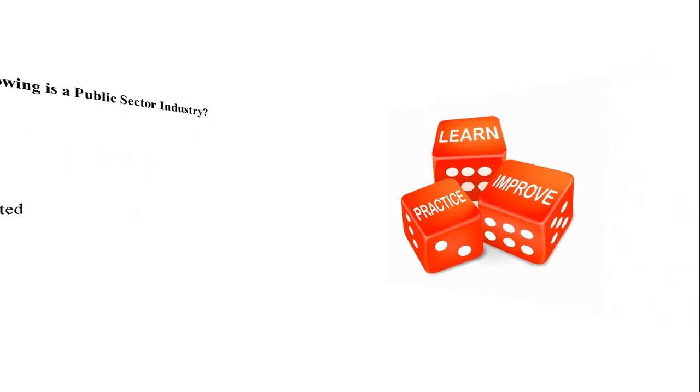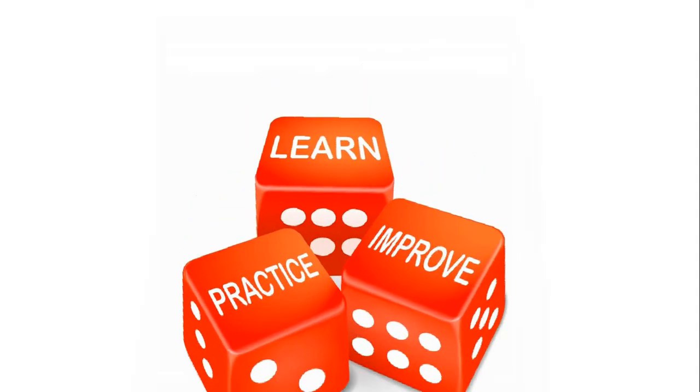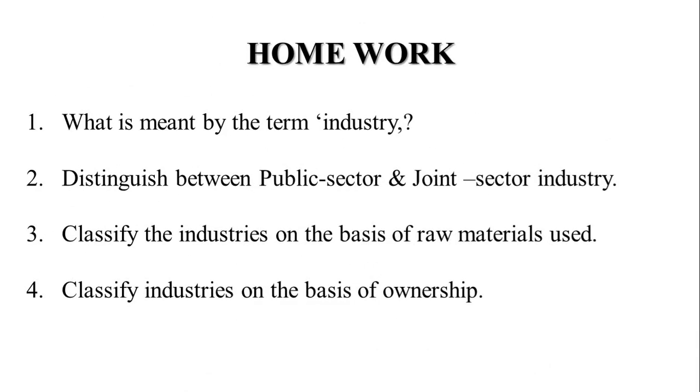It's time for practice, and here are some questions for you for your homework. Your question number 1 is, what is meant by the term industry? Your question number 2 is, distinguish between public sector and joint sector industry. Your question number 3 is, classify the industries on the basis of raw materials used. And question number 4 is, classify industry on the basis of ownership.